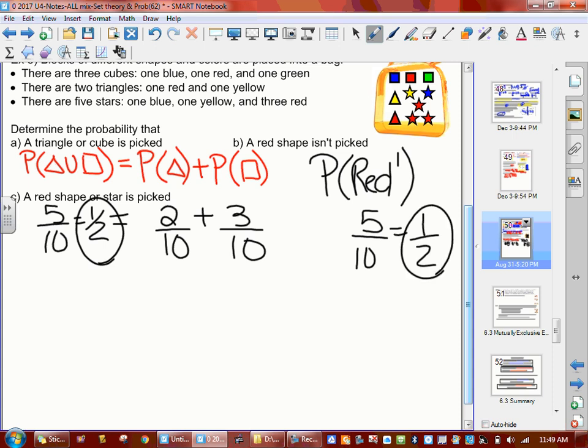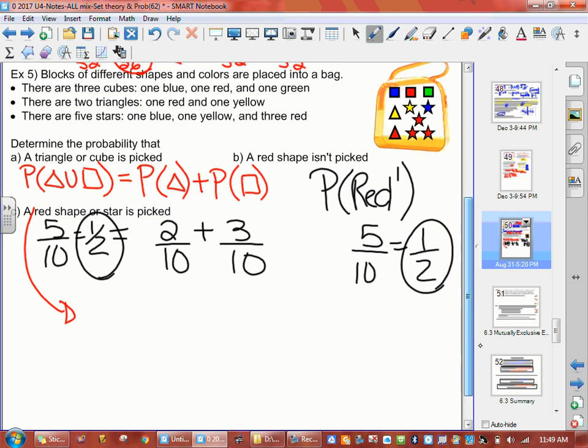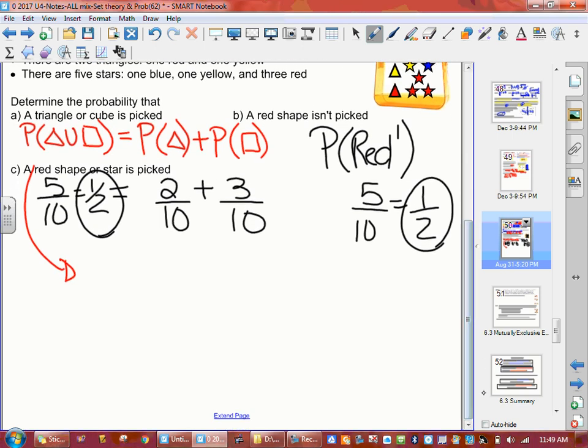Okay? We're going to go down to C here. C says a red shape or a star. Now this is where we get into overlaps again. We want red or a star. I want my bag to come down. Let's pull the bag down. Oh, is he locked? He's locked. That's okay. So we want probability of a red or a star.